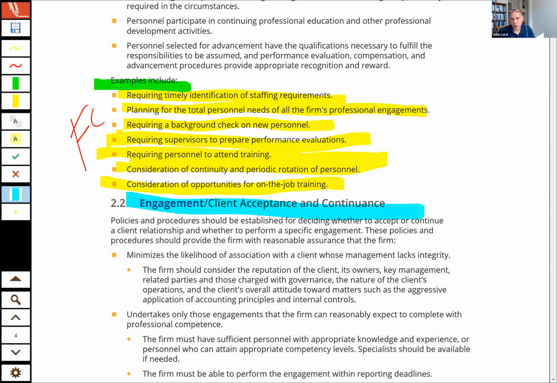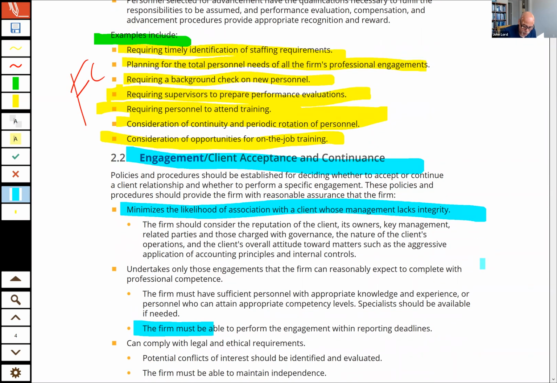Not only what clients you accept, but what clients you continue with. A client that may be very good for you today may be a problem for you 2-3 years down the line. So it's not only acceptance, but it's also continuance. Now, because of the implications that this can have and how it can hurt the entire firm, we are really going to see that there are procedures here. The objective here is to minimize the likelihood that the firm will accept a client whose management lacks integrity. Okay, so you take a look, and the firm must be able to perform the engagement within reporting deadlines.